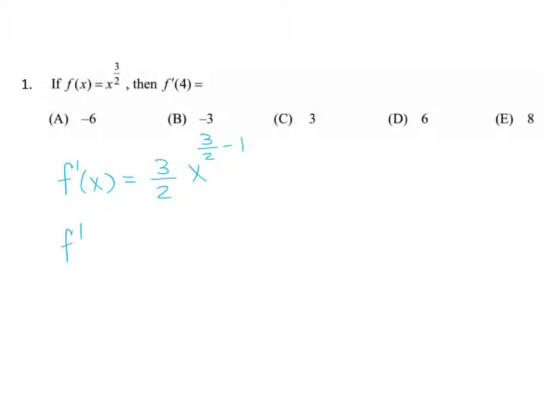And so f prime at 4 is going to be 3 halves times 4 raised to the 3 halves minus 1, which is a half. So that's going to give us 3 halves times 2. And those are going to cancel, leaving C.